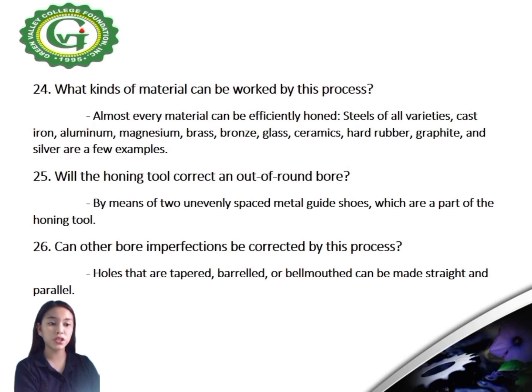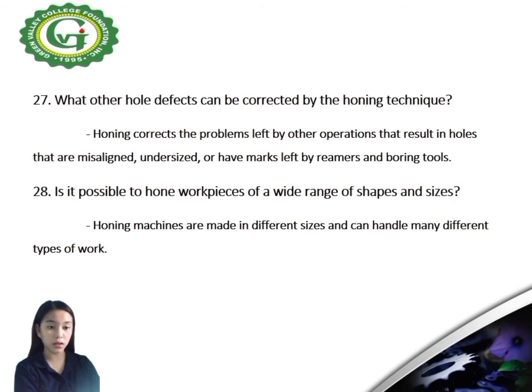Can other bore imperfections be corrected by this process? Holes that are tapered, barreled, or bell-mouthed can be made straight and parallel. What other hole defects can be corrected by the honing technique? Honing corrects the problems left by previous operations that result in holes that are misaligned, undersized, or have marks left by reamers and boring tools.